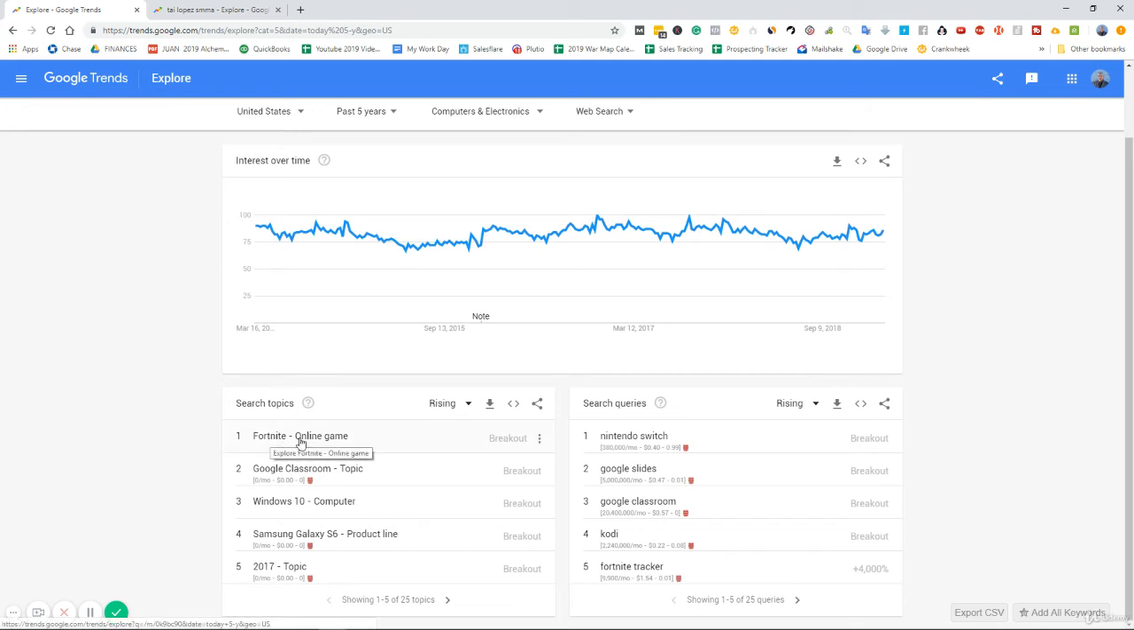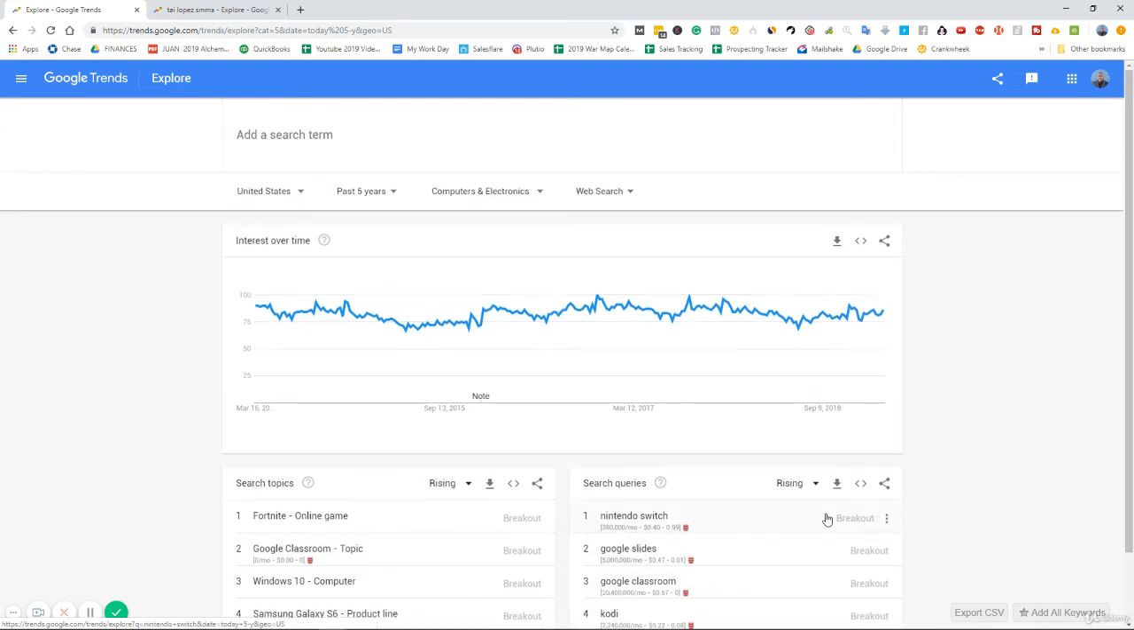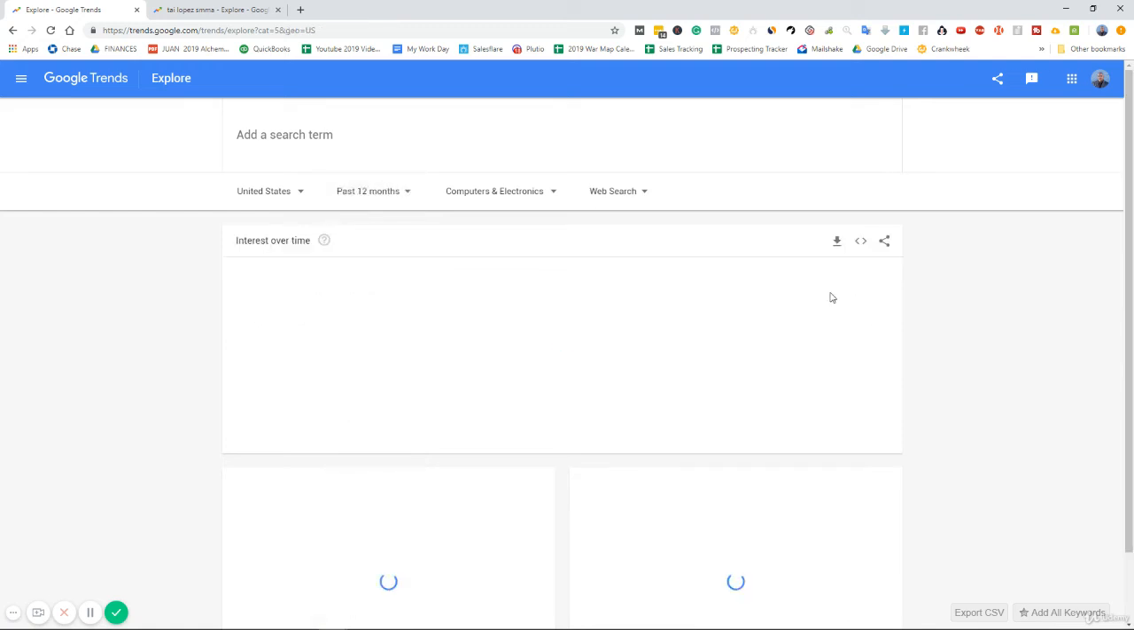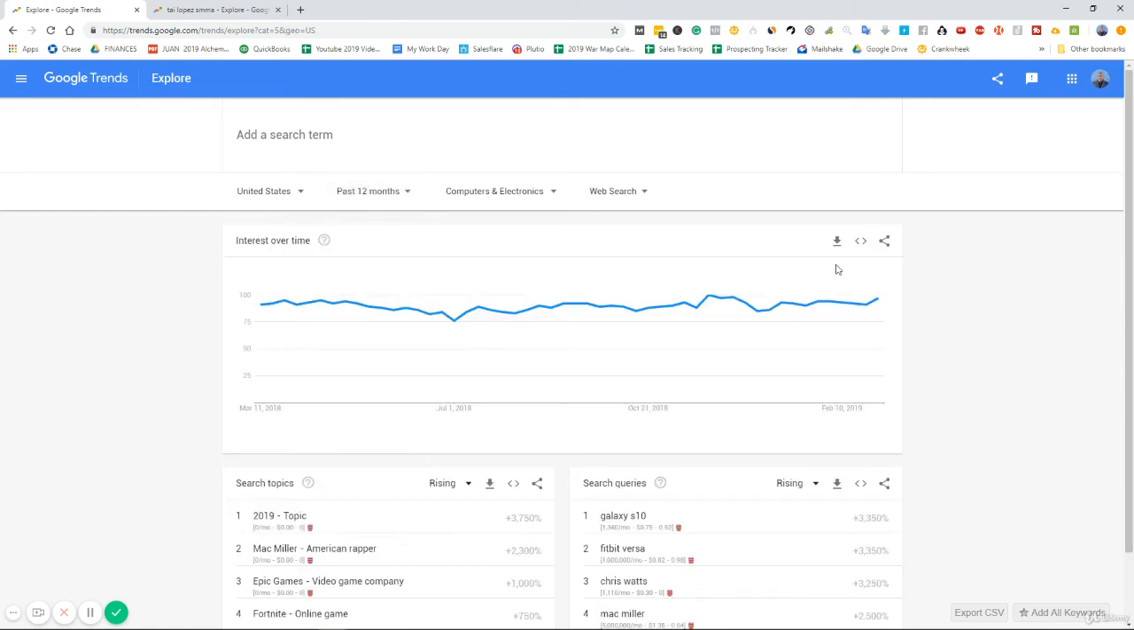So the Fortnite online game is, I guess, really, really popular right now. I have never played it, but I guess it's really popular right now. The Samsung phone, Nintendo Switch, Google Slides, Google Classroom. So it's really pulling up some of the most up-to-date search queries that make the most sense and are the most popular.